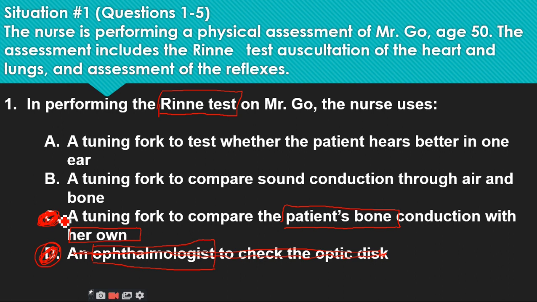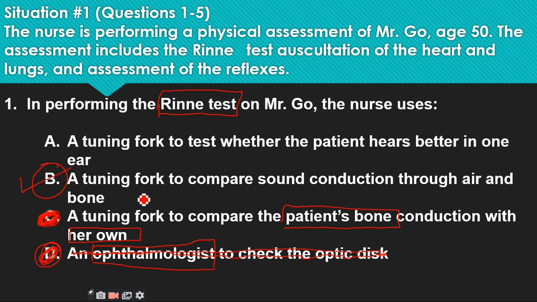Letter A, a tuning fork to test whether the patient hears better in one ear, or letter B, a tuning fork to compare sound conduction through air and bone. Remember, when we do our assessment for the patient's hearing acuity, we have two tests. That is going to be the Weber's test and also the Rinne test. And in this question, the question talks about the Rinne test, and of course, that is basically all about conduction of air. So the best answer for number 1 is letter B.